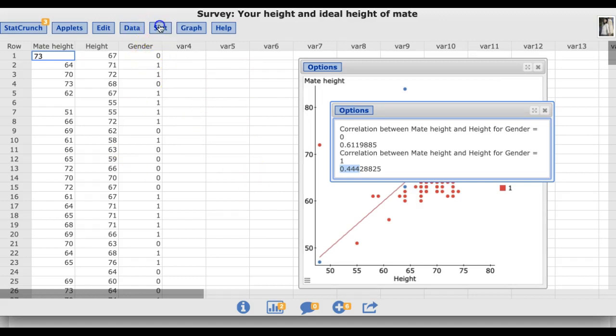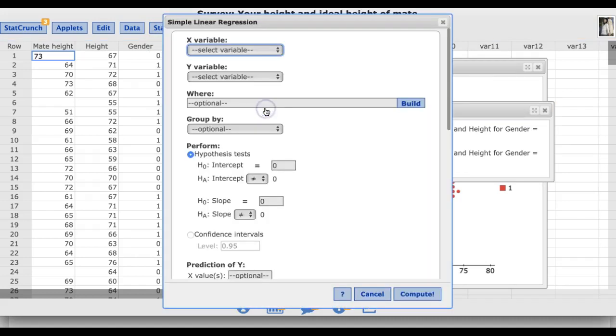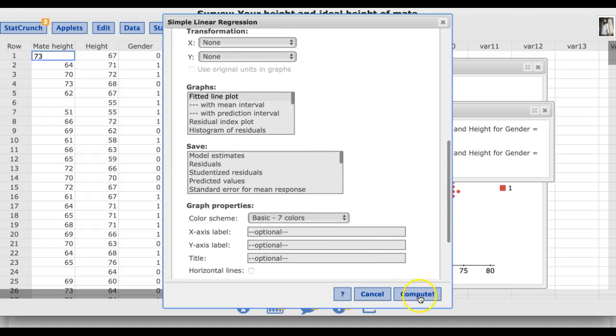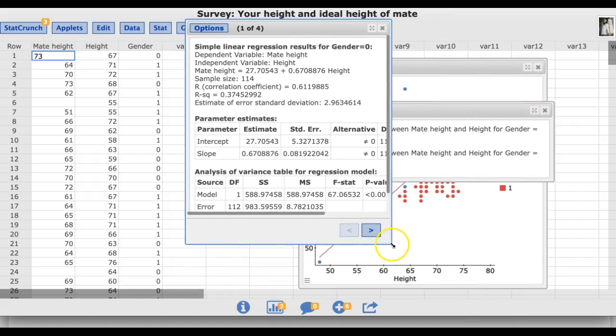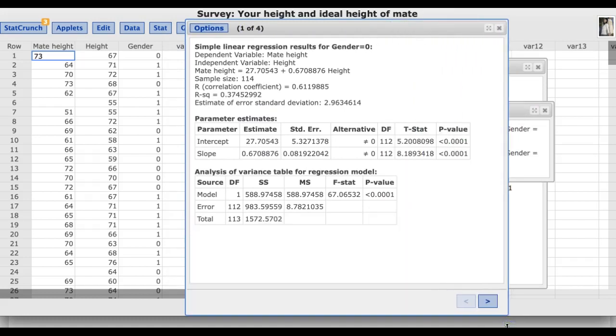Here I can go to Stat, then Regression, and we'll do simple linear again. Of course, here I'm going to use respondent height to predict the height of the mate. And check this out, I can group by gender. So we can go ahead and do that, and here we go. If you look here, this is for gender equal to 0, so this is for the females.